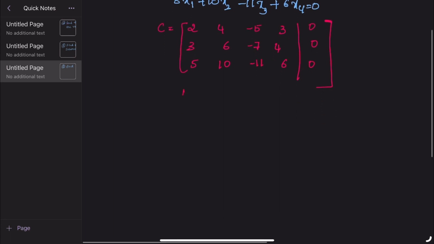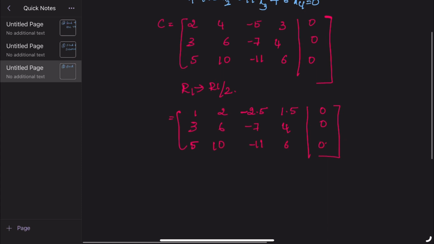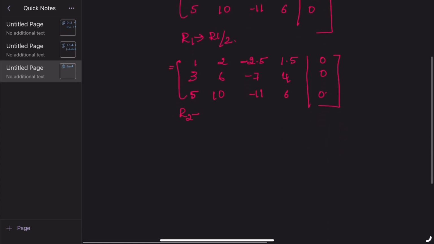All right, now I will apply the row reduction. So R1 changes to R1 by 2, and the first row will be 1 2 -2.5 1.5 0. The rest of the two rows remain as they are: 3 6 -7 4 0 and 5 10 -11 6 0. Now I will apply the row operations: R2 changes to R2 minus 3 times R1, and R3 changes to R3 minus 5 times R1.